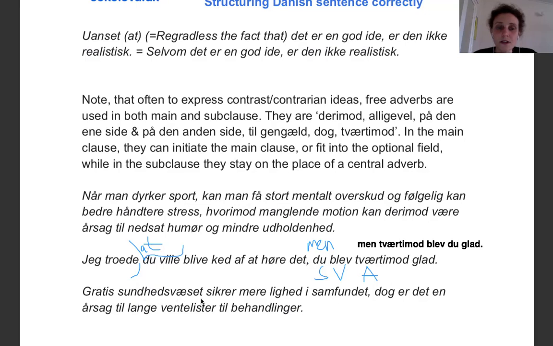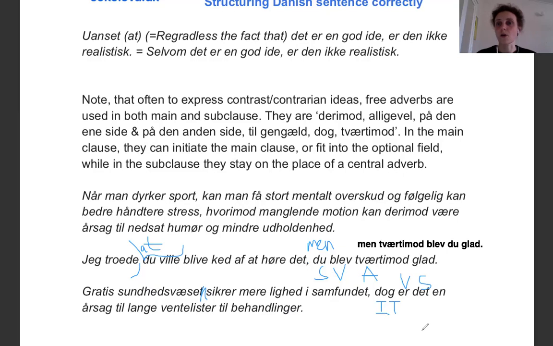Gratis sundhedsvæsen sikrer mere lighed i samfundet, dog er det en årsag til lange ventelister til behandlinger. Væsen, it's a typo, sorry. Gratis, free healthcare ensures, or guarantees, more equality in the society. However, it is a reason for long waiting lists for the treatments. Dog is a free adverb here, so it's an inversion trigger, right, in the main clause. Then I have verb, subject.